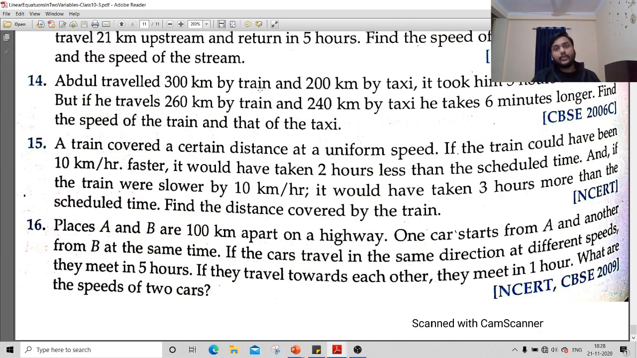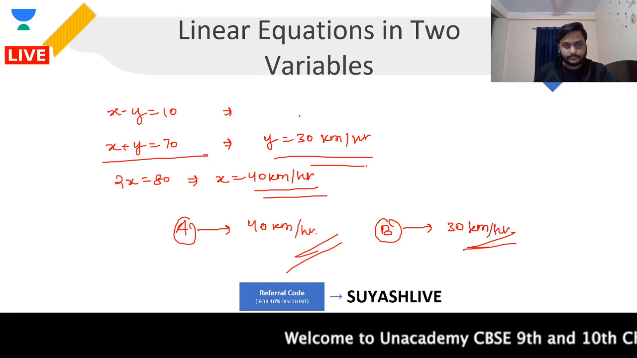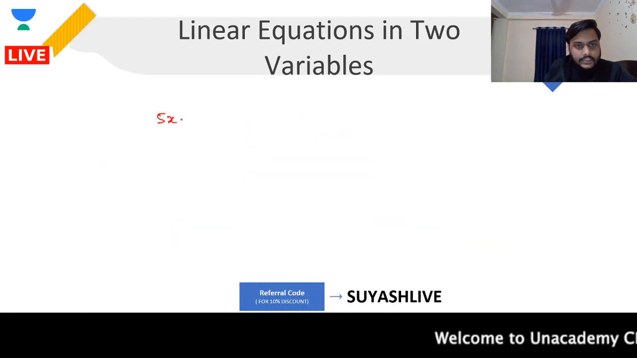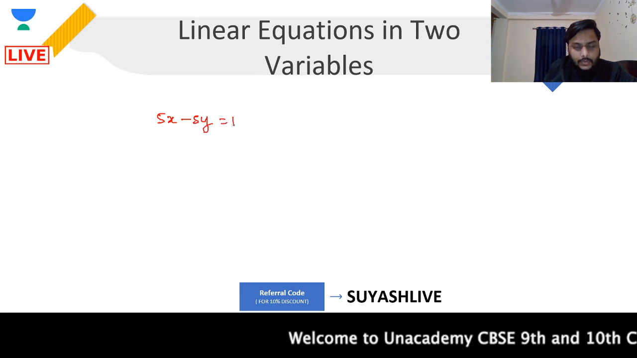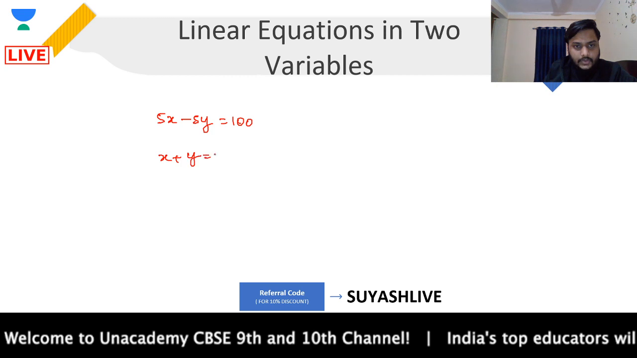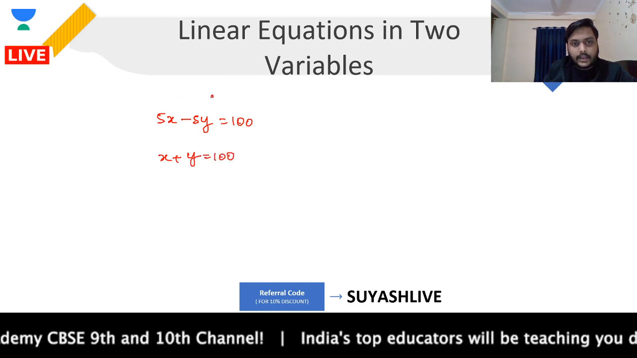So x into 1, speed into time, plus y into 1, speed into time. That will give you what? Total distance, that is 100. So you'll be having x plus y is equal to 100. So you got two equations. First is 5x minus 5y is equal to 100, and then you got x plus y is equal to 100. Okay, again the same scenario.